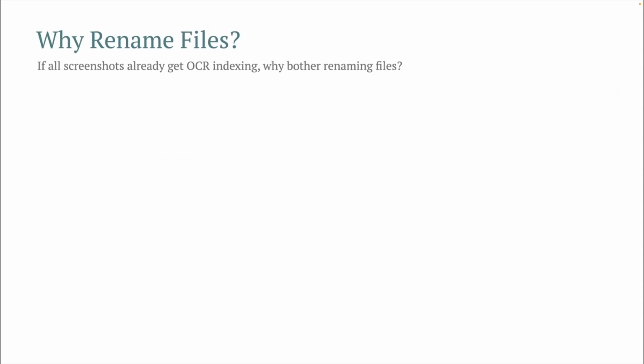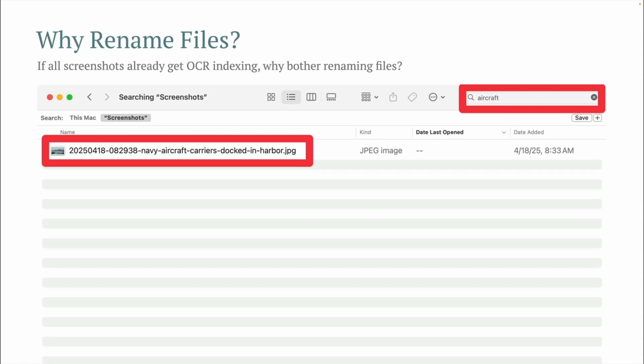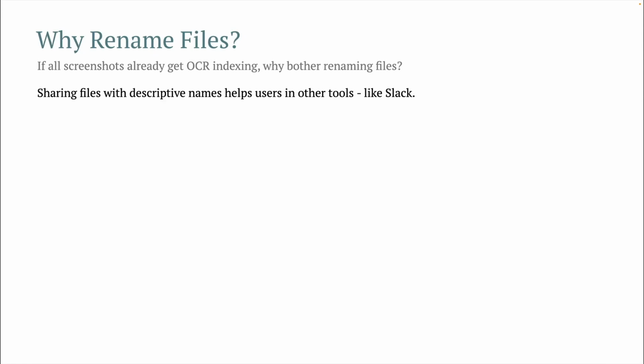So why rename files? I told you earlier that you can search for everything you want in your files, but that's only if there's text in them. What if the file you want to find doesn't have text in it, like maybe it's a dog or something? So in this example, I searched for aircraft because I remember that I mentioned an aircraft carrier. There's no text in this file, so I wouldn't normally find the word aircraft inside here. But because I renamed my files, I can find aircraft in the file name.